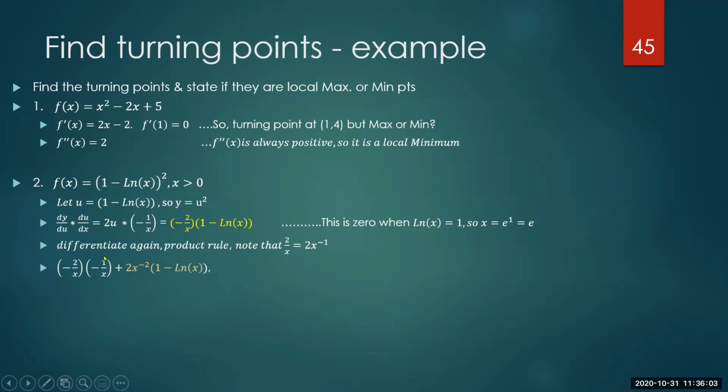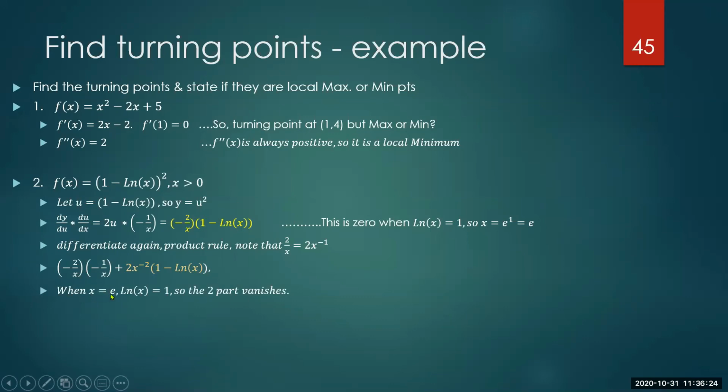And so, using the product rule, we get -2 over x multiplied by -1 over x, plus -2x to the power of -2 into (1 minus the natural log of x).